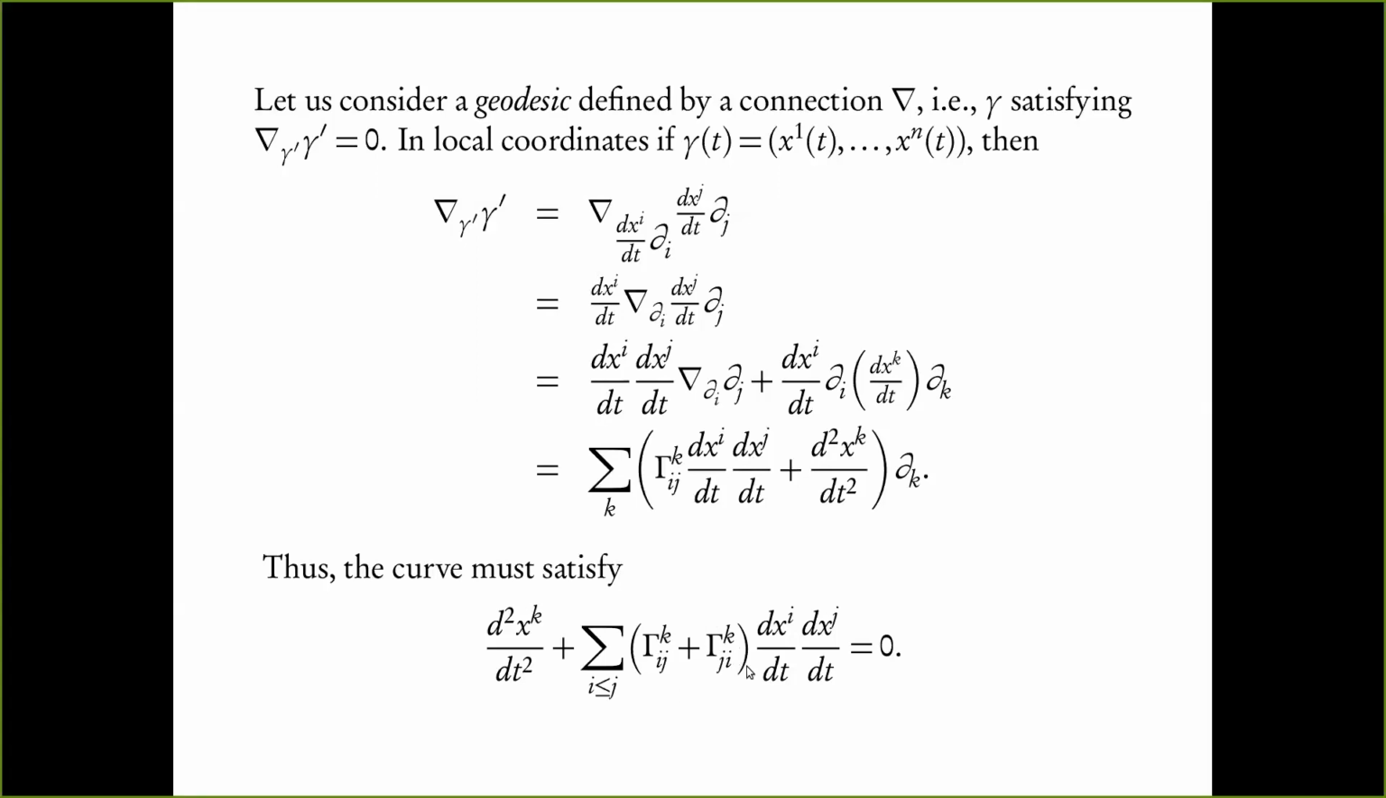And it's inherently symmetric, the sum, simply because it's symmetric in I and J, because I symmetrized it by using the sum.